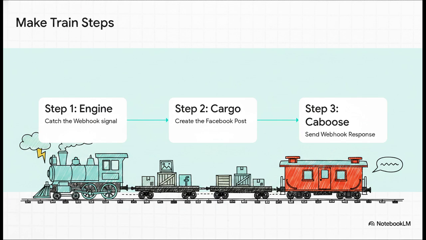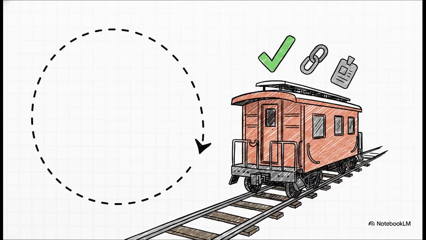For instance, a node that takes an image URL and a caption and goes ahead and creates a post on a Facebook page. And finally, Step 3 is the caboose. This is a webhook response node. Its job is to send a message back to the original software saying, "Hey, we successfully delivered the cargo." That caboose is absolutely crucial for keeping all your systems synced up.